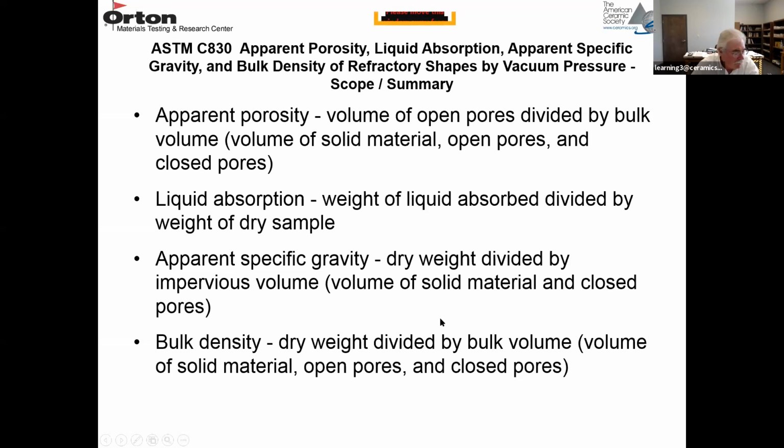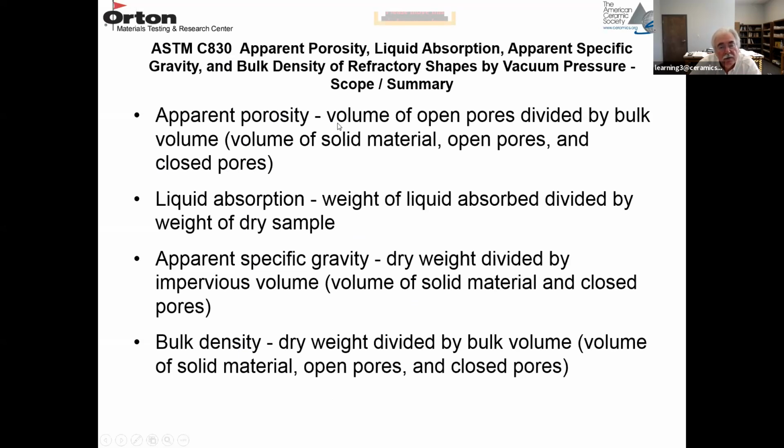So there's a few tests here that I picked to go over. I mentioned that porosity is real important. The higher the porosity, the more slag penetration and reaction in a refractory. So ASTM C830 is a way of measuring the porosity. It measures quite a few other things, but it measures the open porosity, which is the apparent porosity.